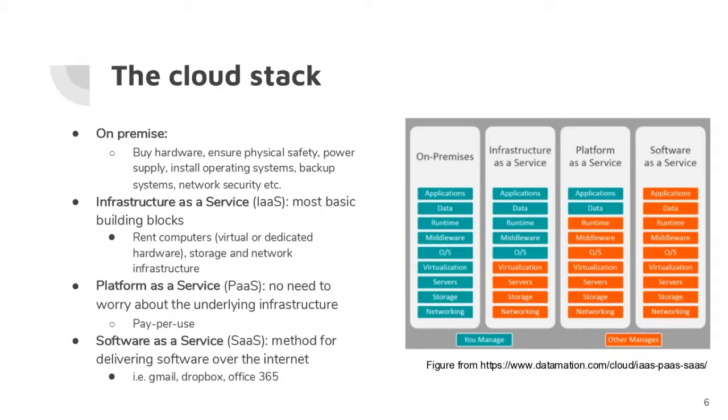And then the other extreme is software as a service. In the diagram, that's the last column. It's a method for delivering software over the internet. Actually, that's something you're used to. Your Gmail, your Dropbox, Facebook, Office 365, those are all examples of software where everything is provided by the cloud vendor. They install the application, they decide where they store the data, you just use the application.